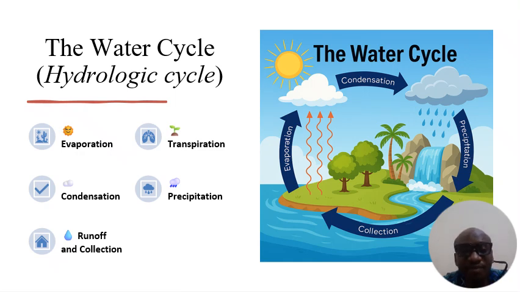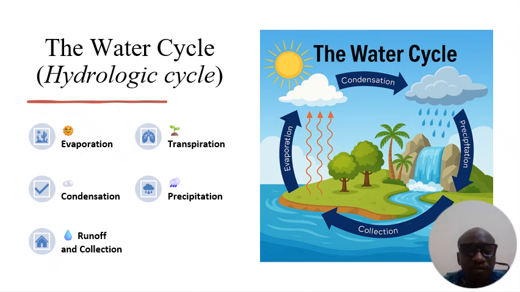Condensation: as the water vapor ascends, it cools and forms tiny droplets. These droplets cluster together to create clouds. When the cloud is full, then we have precipitation. The cloud becomes heavy with water droplets, and the water falls back to the earth, and this can be in the form of rain in tropical environments and snow in other areas, or sleet, or hail.